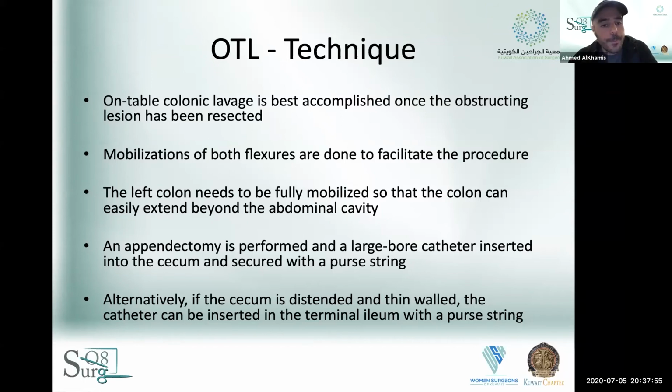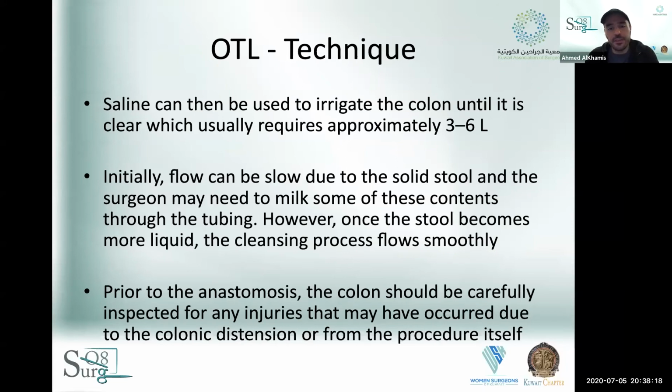Yeah. So that's why you need to mobilize, so that you can extend beyond the abdominal cavity. You can do an appendectomy so that you can put a large bore catheter. I'm going to show you a picture, don't worry. You'll be able to visualize it soon. Or you use the ileum if you're worried about the cecum. So there's a picture here, okay? So let's look at the picture a little bit.